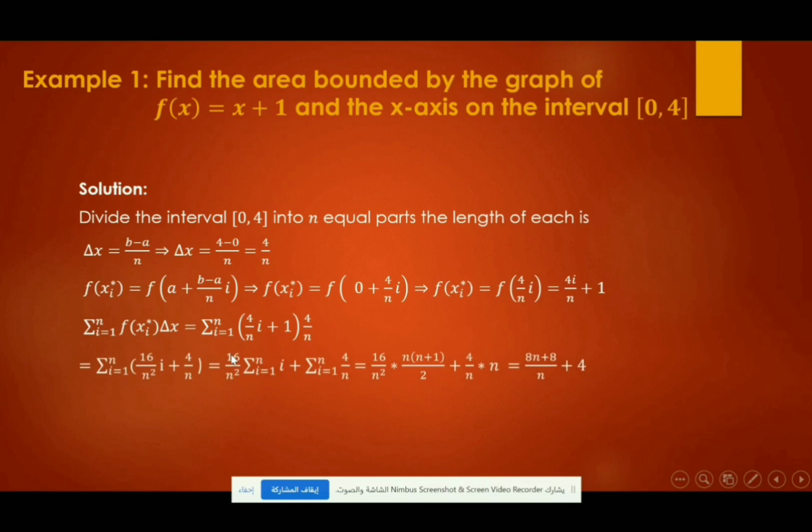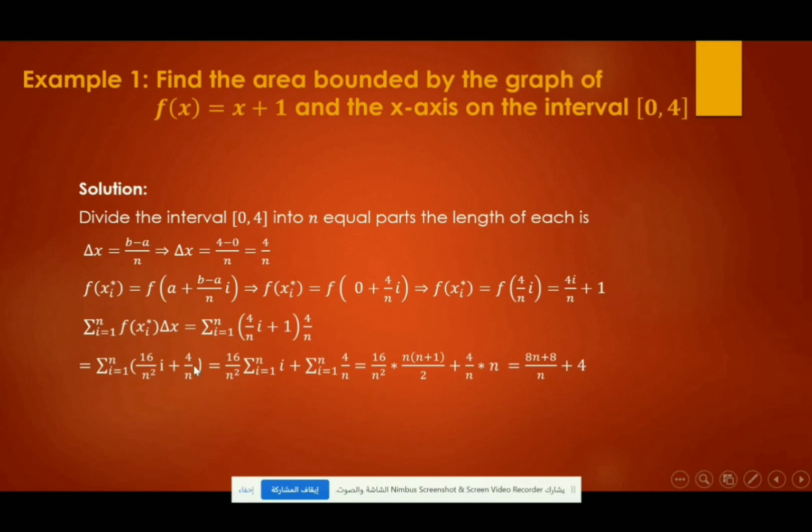Then, by using the properties that we discussed before, you are going to split the sum into two summations, because you have a plus in the middle. But before, you have to multiply this 4 over n by 4i over n to get 16i over n squared, plus, and after you multiply 4 over n by 1, you will get 4 over n. This summation will be for the first term and for the second term.